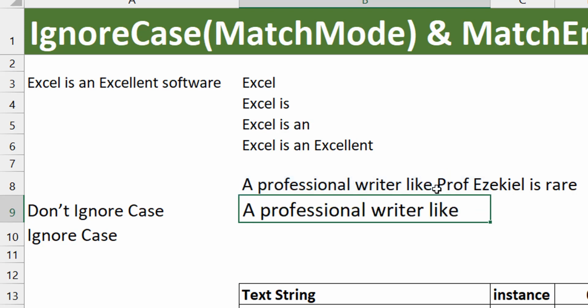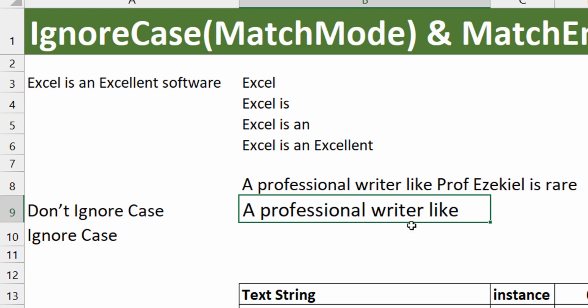So it split it here, right? It returned everything before the capital PROF. A professional writer, that's everything before this capital P. Okay. Now, because the default is for it to just use the case as is.